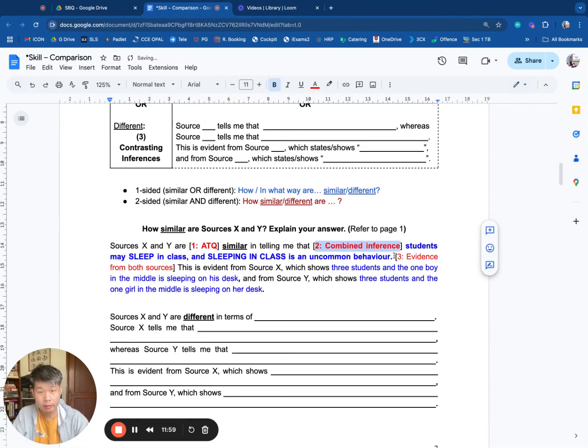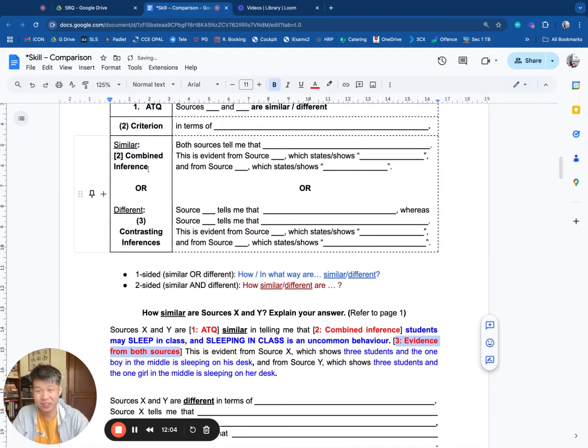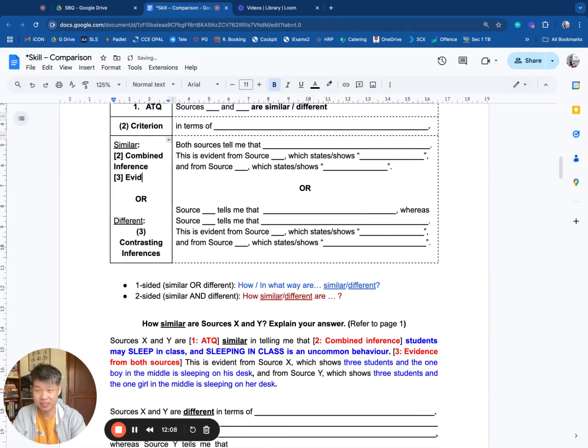And I apologize, I realized that I forgot, I neglected to say this to you. But for similarity, there's combined inference, and then the third step is evidence. Similarly, for difference, there's contrasting inferences, and then the last step is evidence.